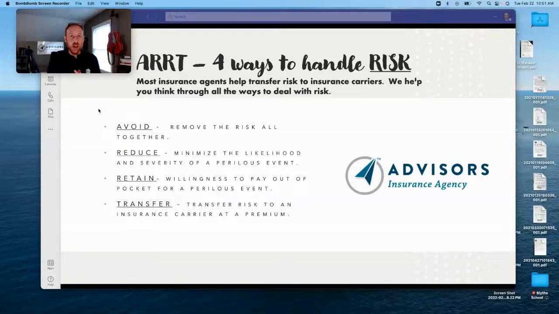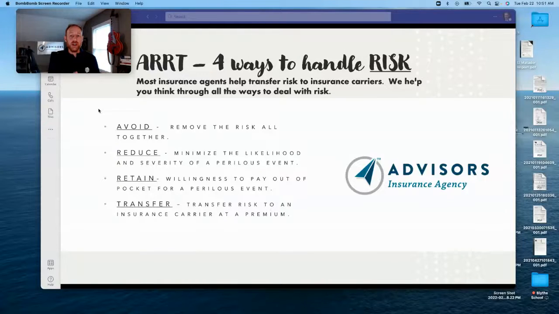Another example would be rent versus own. If you rent a building or a home or an apartment, you're not as liable for certain types of things like storm damage. And so it reduces that, avoids risk, right? Because someone else has to fix it, not you.